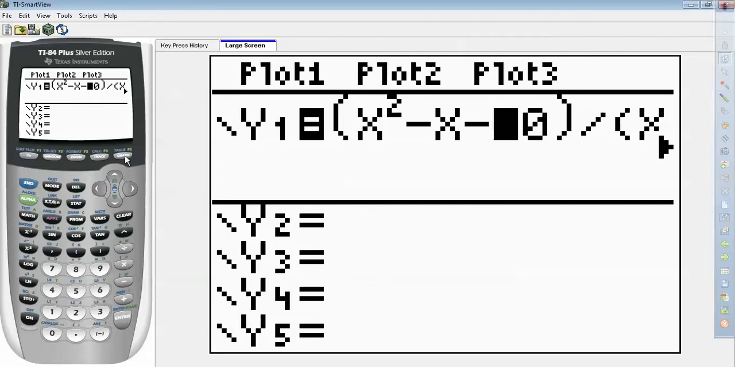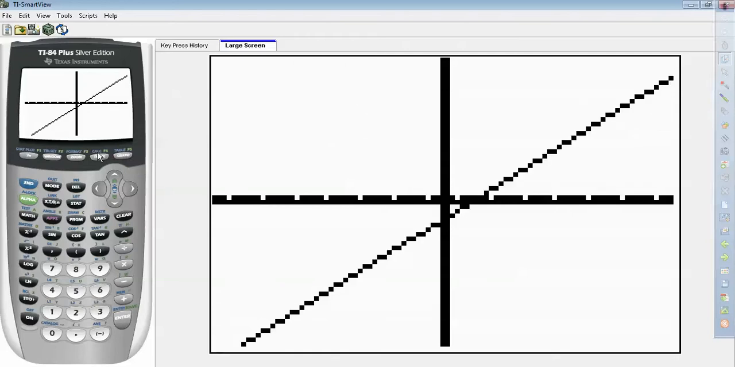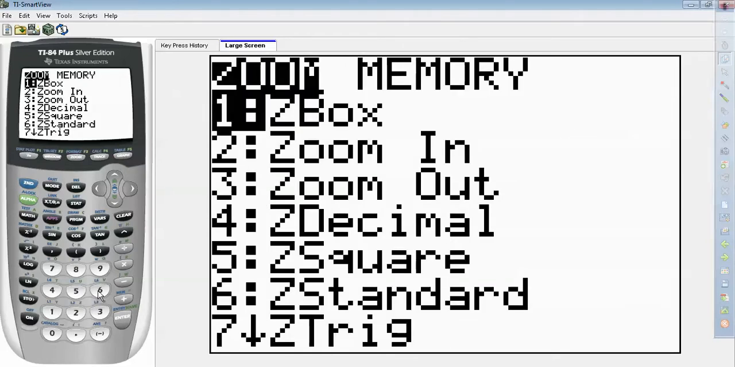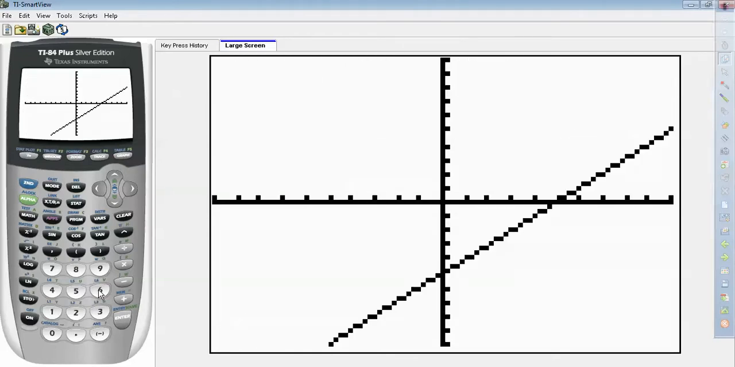See, once again, always a good idea to check, make sure what you typed is exactly what was on the paper. That's better. Remember, we were zoomed in here, so I'm going to hit the zoom button, standardize it, so we get something that looks a little bit better. Now remember, the hole here was at negative 4, 1, 2, negative 1, negative 2, negative 3, negative 4. Right down there is where the hole should be at. So we want to duplicate that when we make our graph.